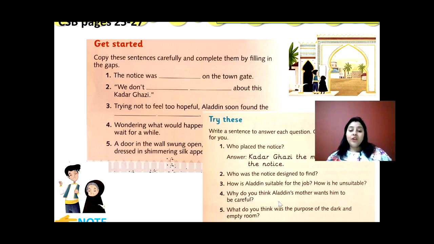Question 4. Why do you think Aladdin's mother wants him to be careful? Why do you think so? You have to think about it, okay? What do you think was the purpose of the dark and empty room? You stir your brain again, think about it, write the answers and send to me. Now let me quickly tell you that you are going to submit this work, okay? You can do it in your textbook or in your copybook or any paper, okay? And you are going to email this to me by April 14th, okay?